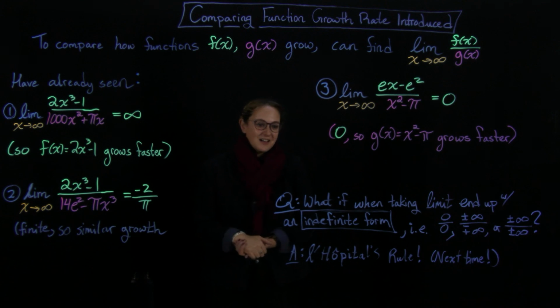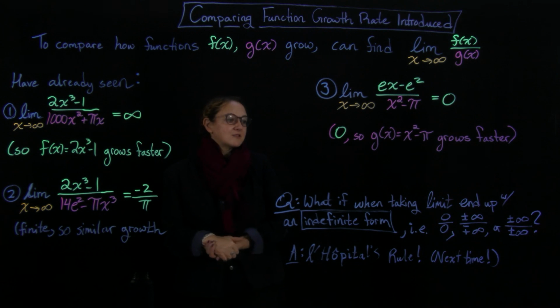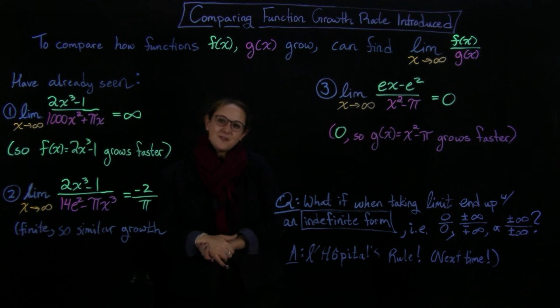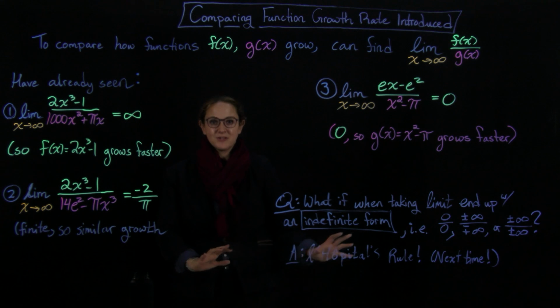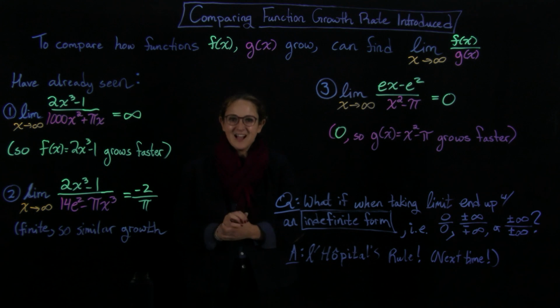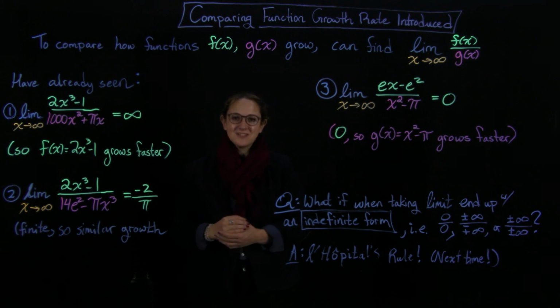The other thing was what to do if you end up with 0 over 0 or infinity over infinity or something like that. We're going to handle that in the next lecture with L'Hopital's rule. I hope that was helpful, and I will see you in the next lecture.